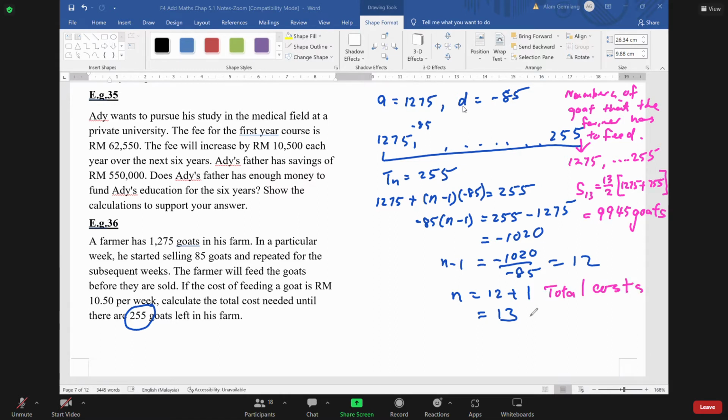Total cost will be 9,945 times 10.5. So what is the answer? 9945 times 10.5. So it will be 100,000, right? 100,000, 104,422 and 50 cents.